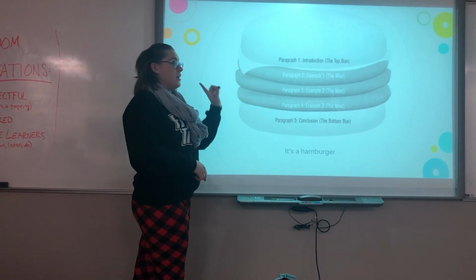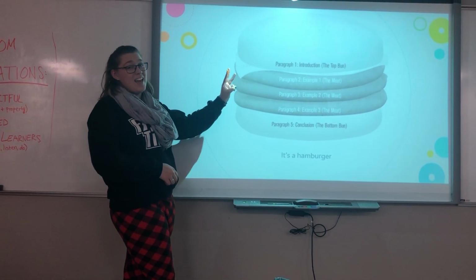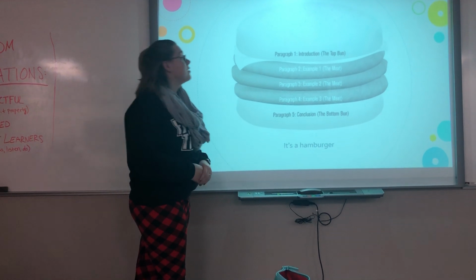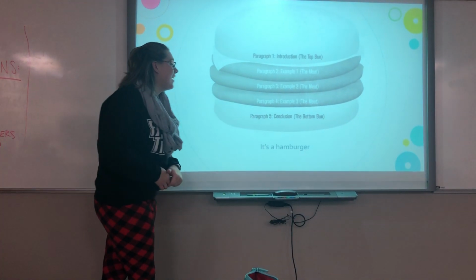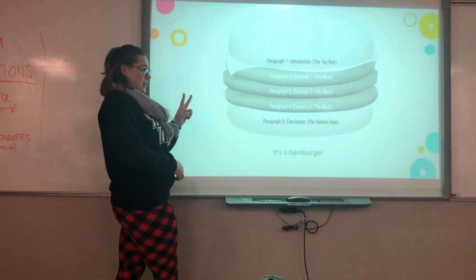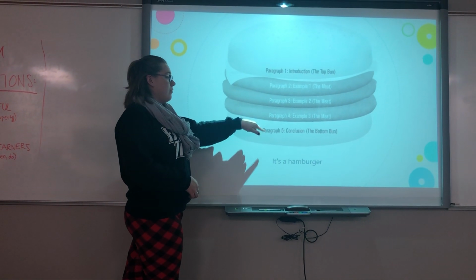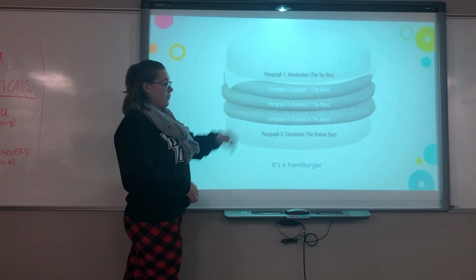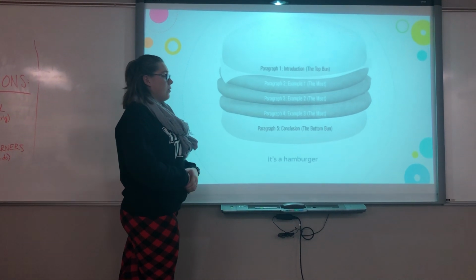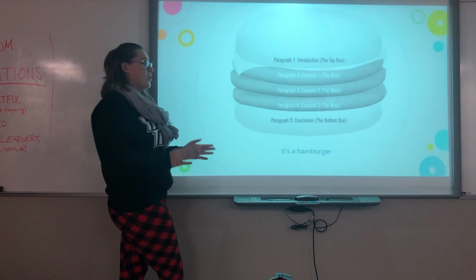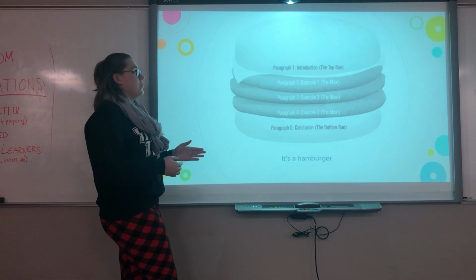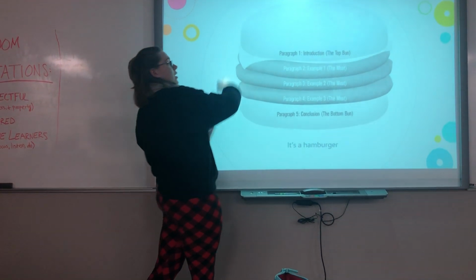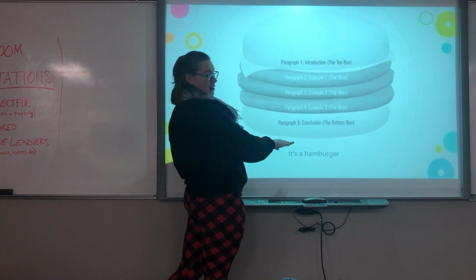Paragraph 2 is example 1. This is a 3-meat hamburger. Apparently they don't believe in pickles. Paragraph 3 is going to be your second example. Paragraph 4 is going to be your third example. And paragraph 5 is going to be your bottom bun, which is your conclusion, which is going to pretty much recap what was in your intro, but stated a little better.